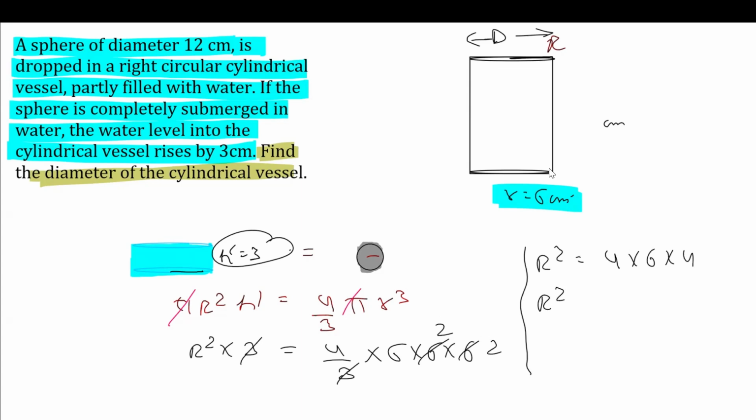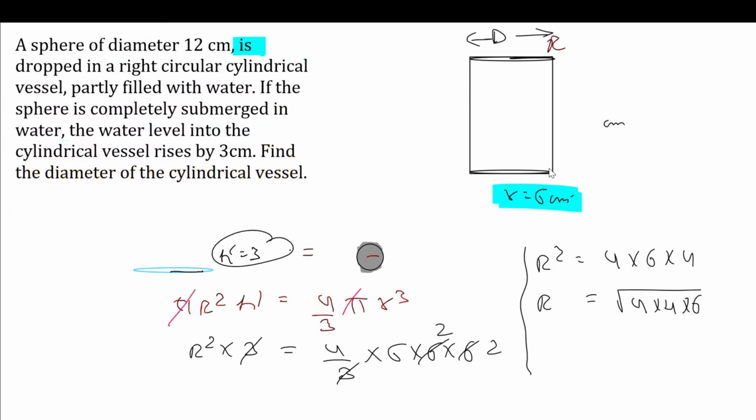So R square comes out to be what? This is 16 into 6, right? That is 96. That should be 96. So R comes out to be what? Under root 96. So we can do one thing. We can factorize here also, as it is not a perfect square. I can write it like this: 4 into 4 into 6. That means the square root of this.